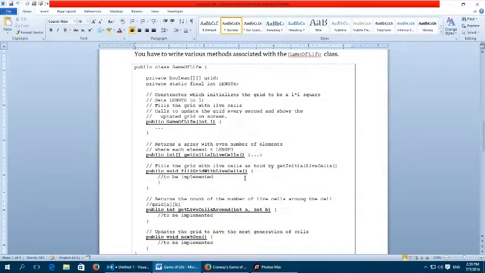Actually, some of the methods you won't be able to really run. It is just for APCS practice.